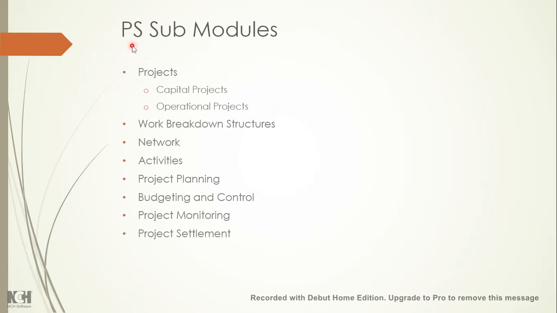PS stands for project systems. Project systems is mainly used for your capital projects or operational projects. Mostly people use project systems for capital projects. So for example, you have a very large capital budget and you want to build, say, a plant. You will use project systems to define and control your total budget to make that plant, and for monitoring also.